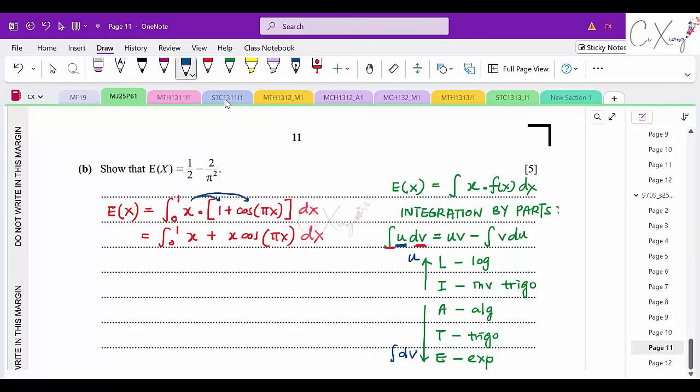Okay, so basically we want to apply it in our second term here, x cos pi x. Alright, so x belongs to algebra, cos belongs to trigo. So algebra is higher than trigo, right? Therefore, your u should be equal to x. Integral of dv should be equal to integral of cos pi x dx. Okay, for the u part here, you differentiate it. Therefore, du over dx, you get a 1. And your du basically is equal to dx.